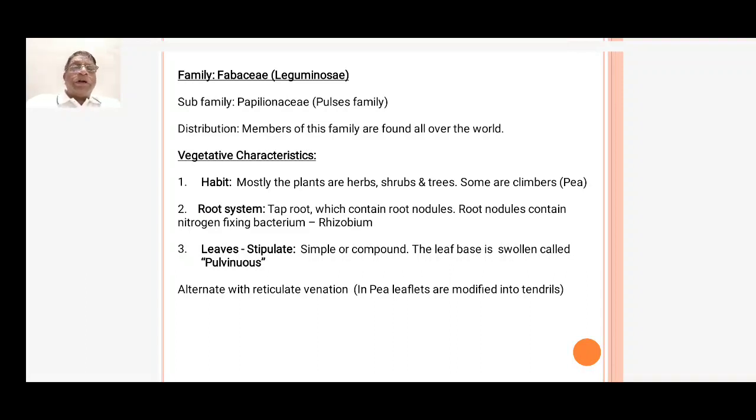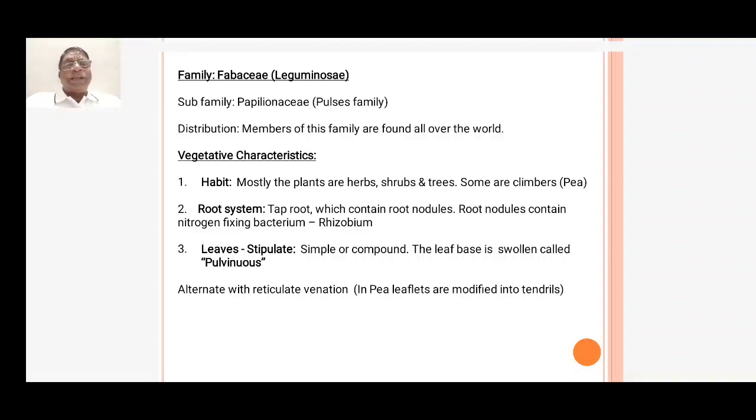Some of them are shrubs also. And others are trees. Some plants are climbers. Pea plant is there, Pisum sativum. So once again, habit, plants are mostly herbs, shrubs, trees, or even climbers. What about the root system?